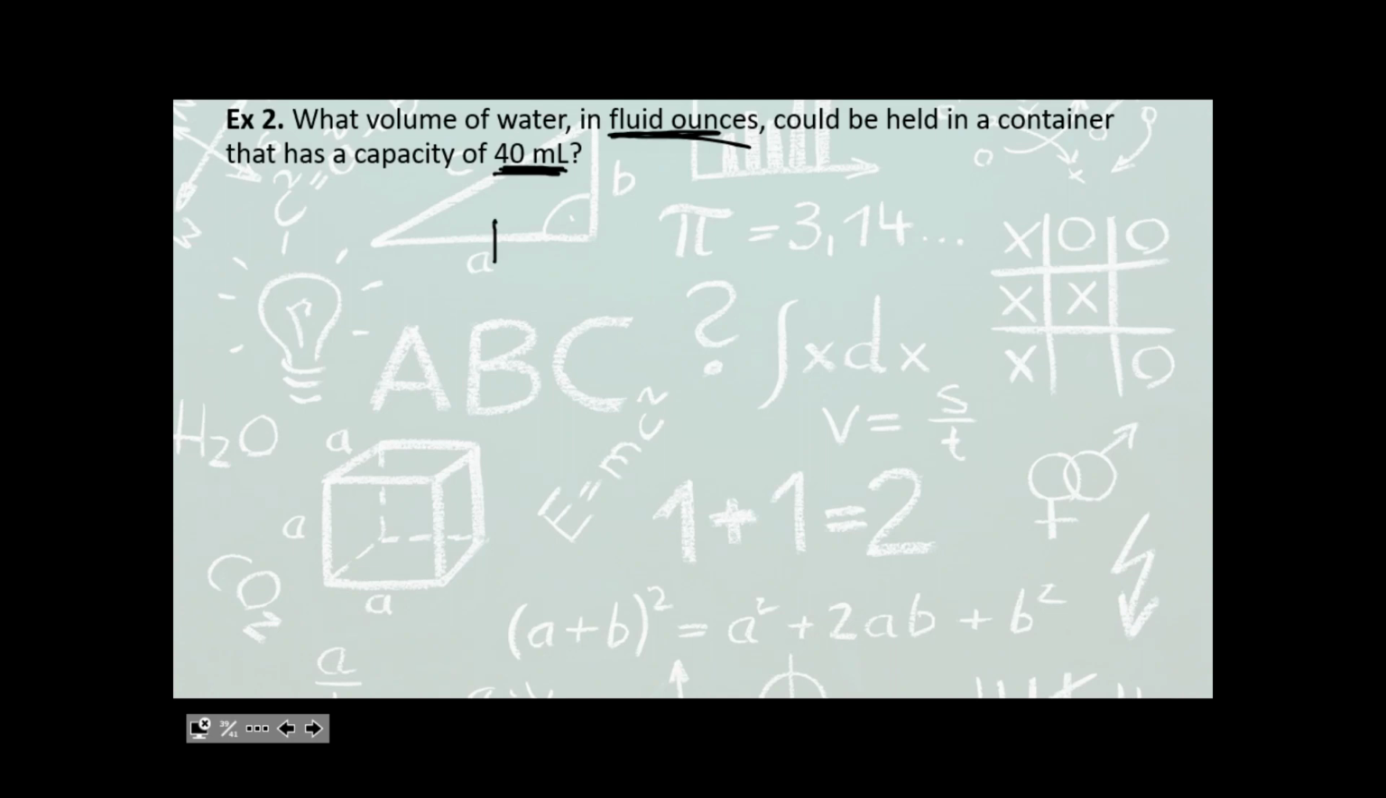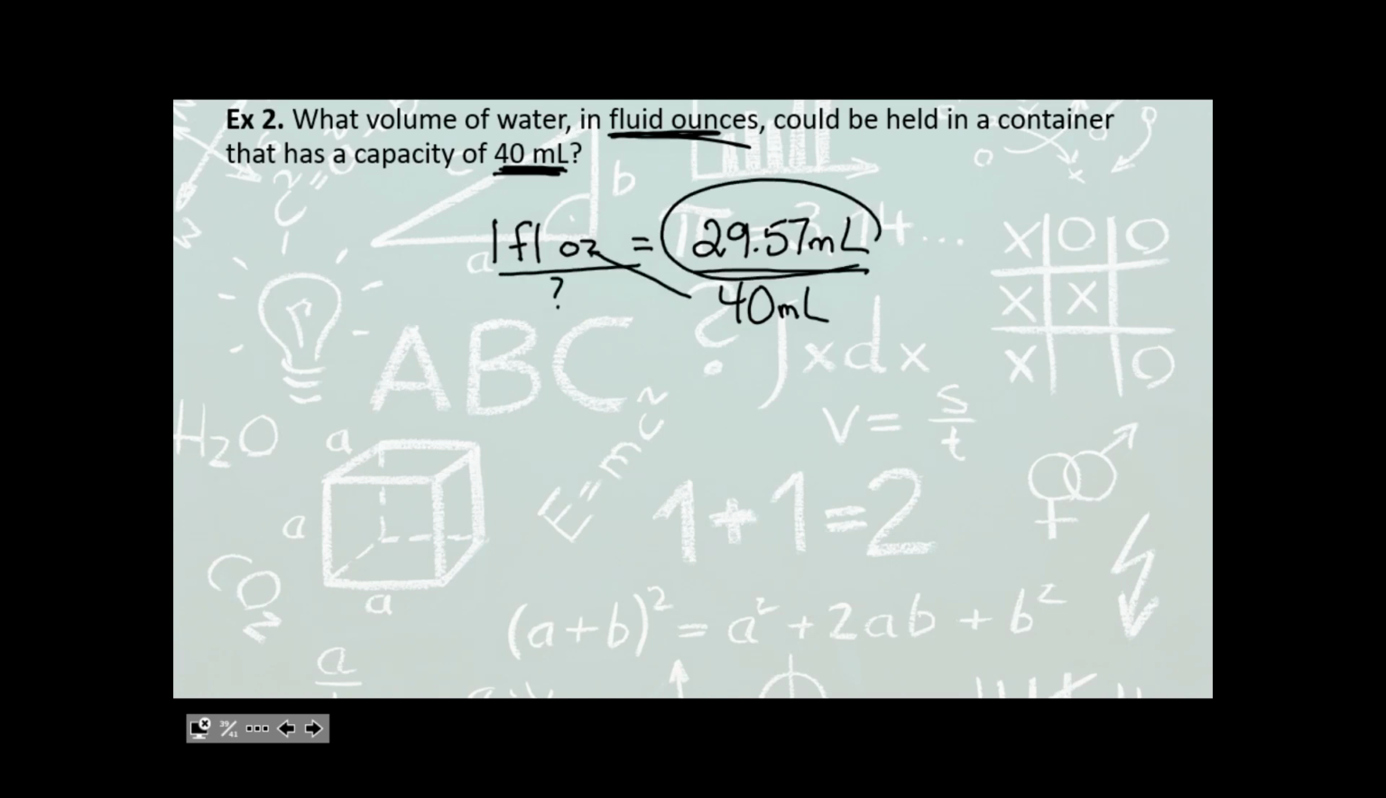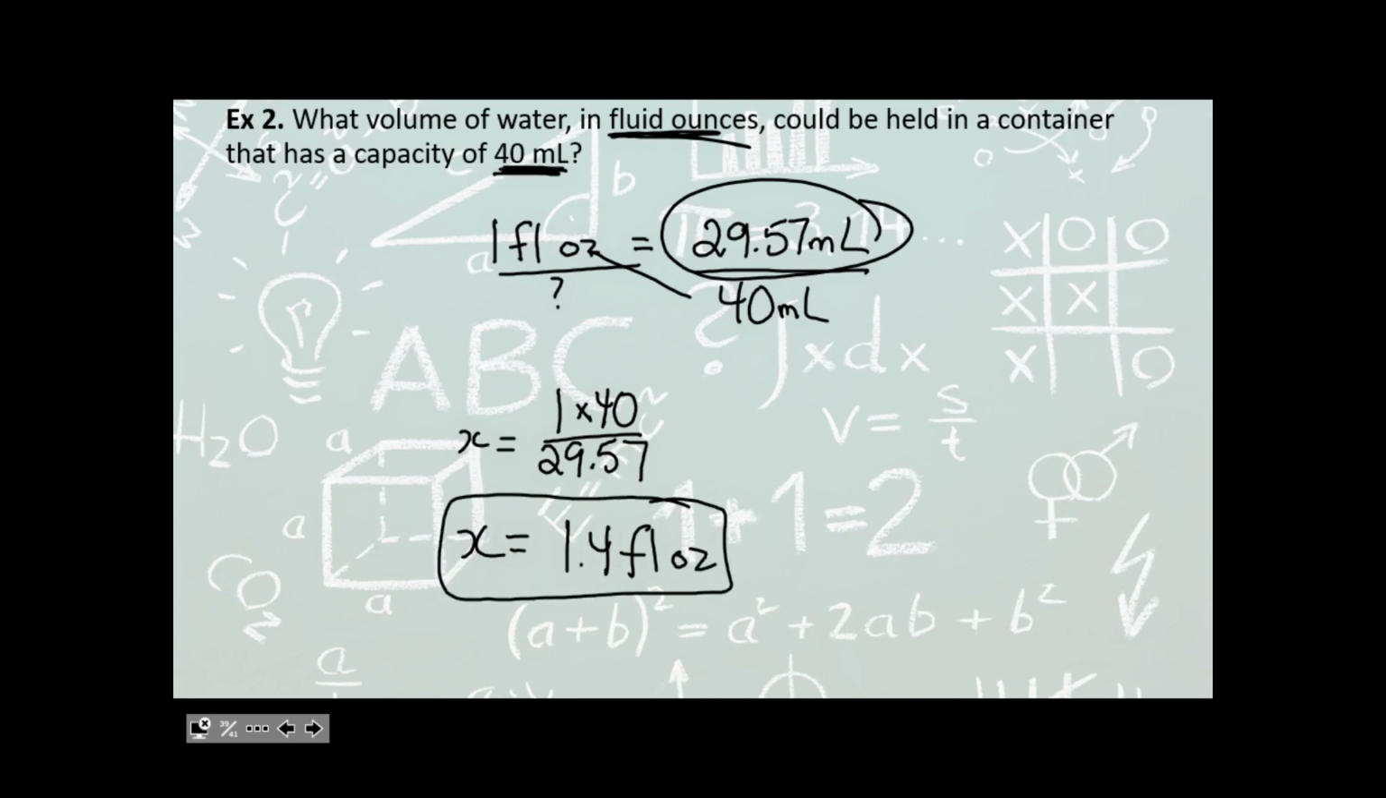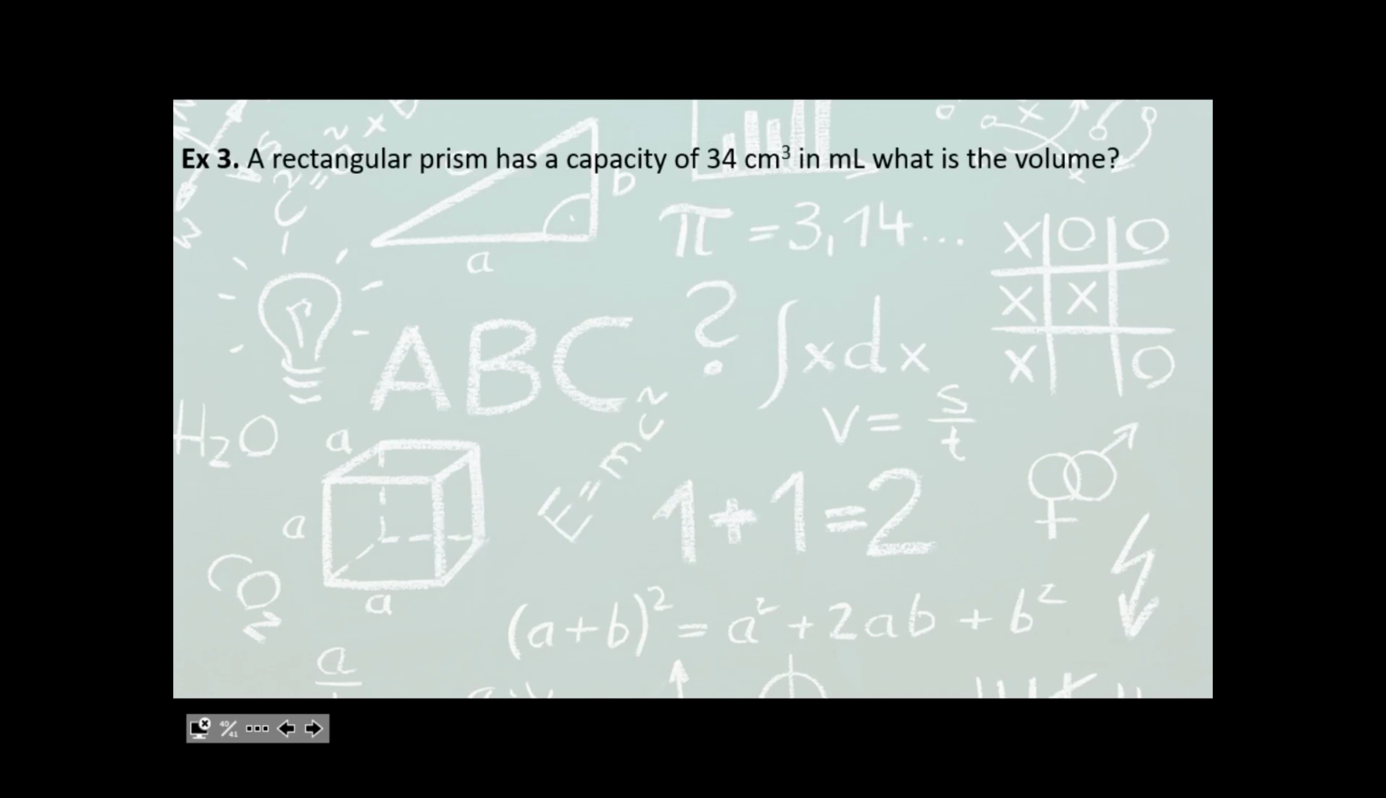If I go on my formula sheet, I have that same conversion factor used for the previous question, that 1 fluid ounce is equal to 29.57 milliliters. We know this container holds about 40 milliliters. So how many fluid ounces could it contain? To solve here, I cross multiply and divide. So 1 times 40 divided by 29.57. And so that unknown, we'll call it x, is equal to about 1.4 fluid ounces. So not quite 1.5 could fit in that 40 milliliter container.